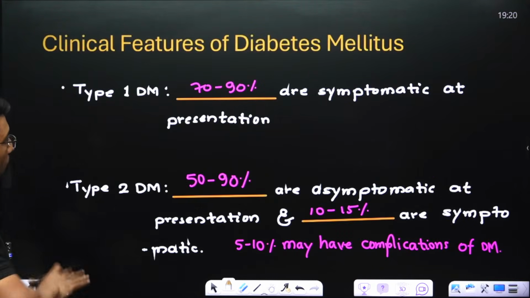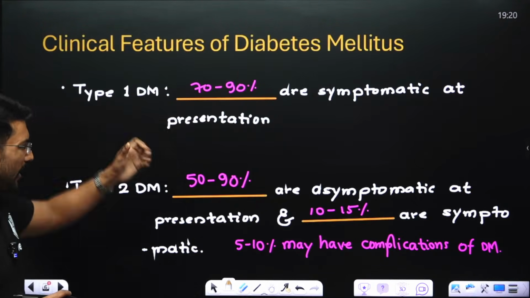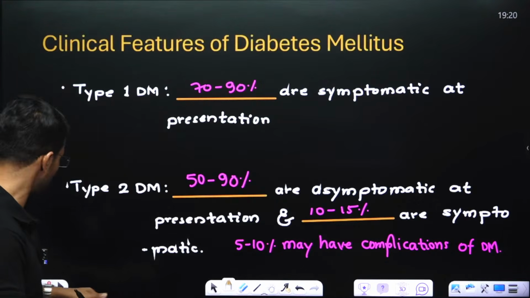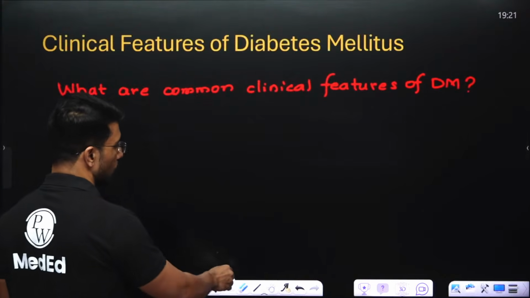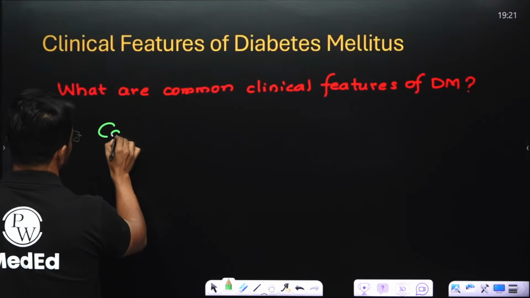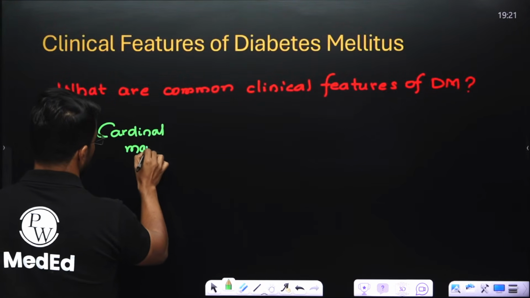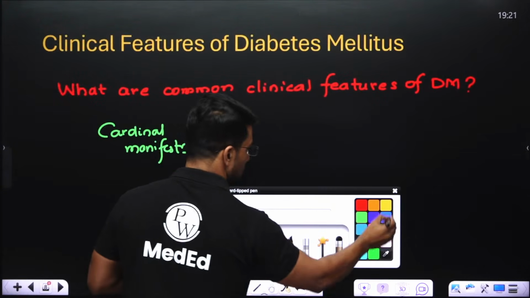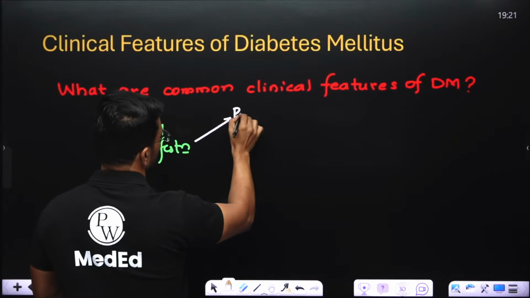Okay. So now these 70 to 90% of type 1 and a few type 2 diabetic patients may present with symptoms. So what symptoms are they bringing to the hospital? What are the common clinical features of diabetes mellitus? These are also called the cardinal manifestations of diabetes mellitus. So what are these cardinal manifestations? The first and the most important one is polyuria.